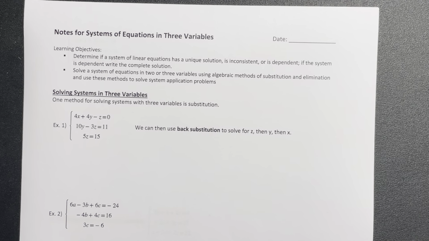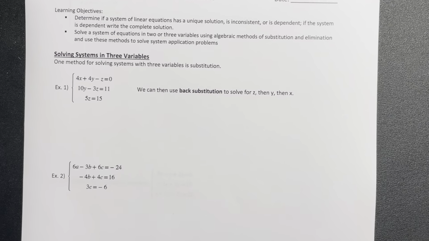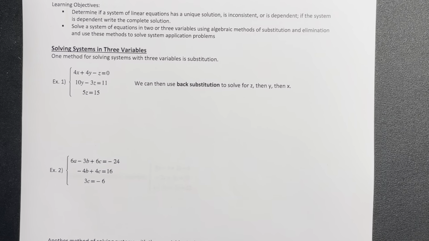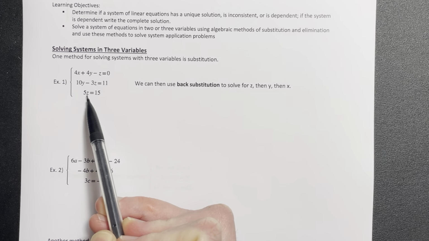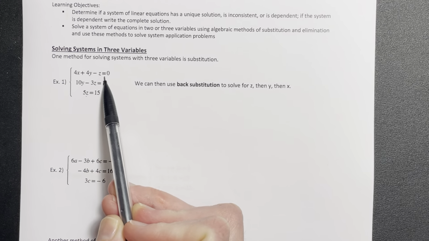In this lesson, we're looking at systems of equations with three variables. We're going to solve them similarly to how we solved a two-variable system, but let's start off with some easier ones. So in this first example, you can see that there's a system with three equations, and there are three unknown variables, x, y, and z.